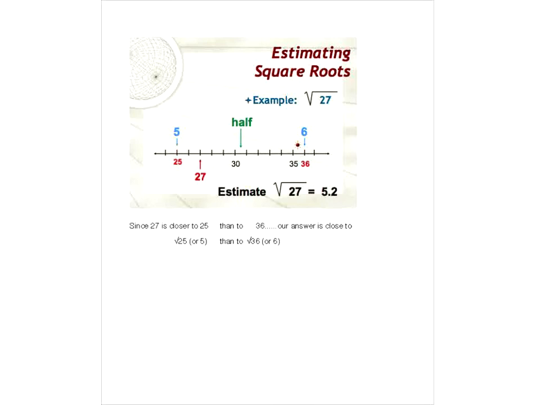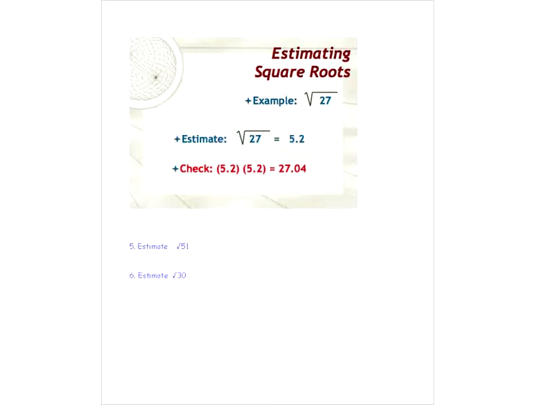Okay, and so then when we want to check our estimate, what do we do? We multiply that 5.2 times 5.2, and it should come to around 27, right? Okay, so we get 27.04.